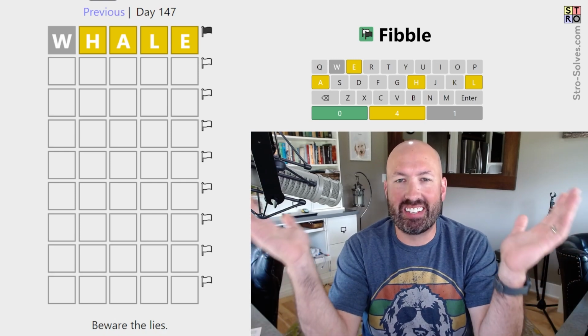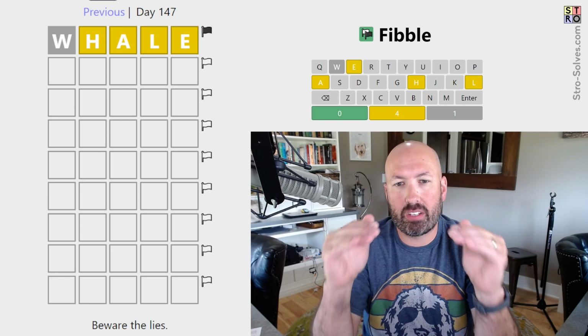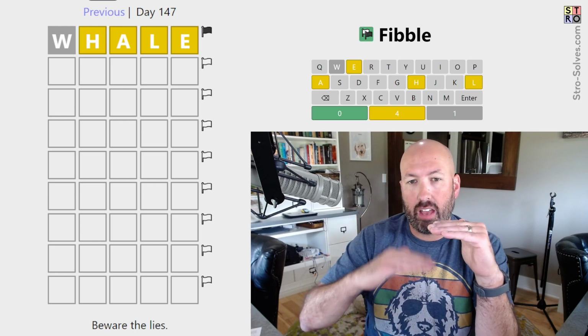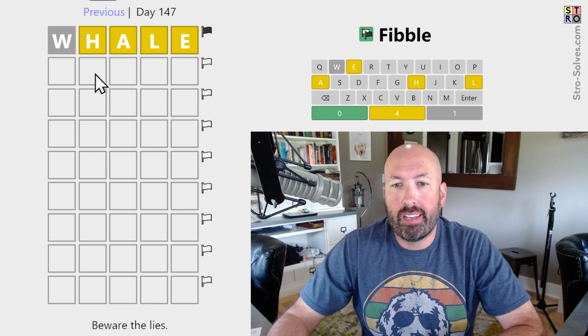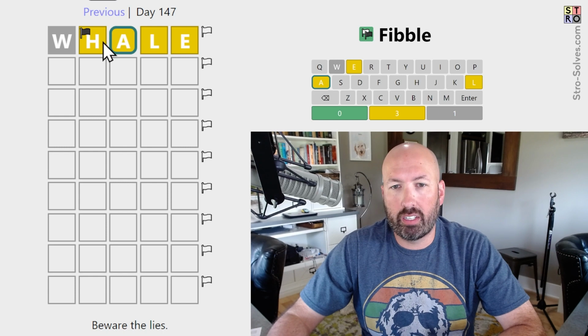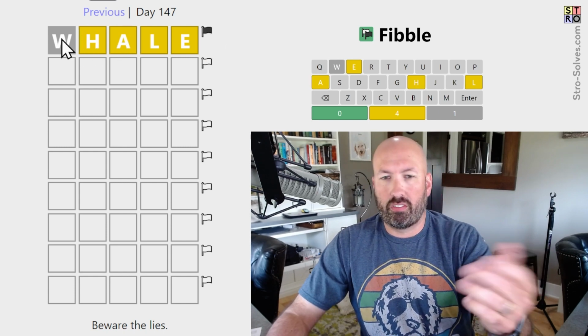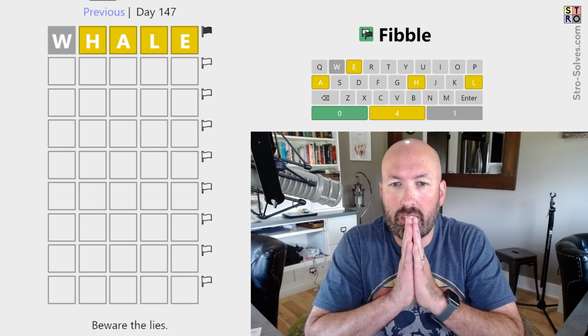All right, I am looking at today's Fibble. Now, Fibble is like normal Wordle, except on every line, every word you guess, one of the clues is going to be a lie or a fib. And we can click on the letters to flag them. We can right-click to mark them different ways, so it helps you figure out where you think the lies are. And that's about all we need to know. So I'm going to go for it now.